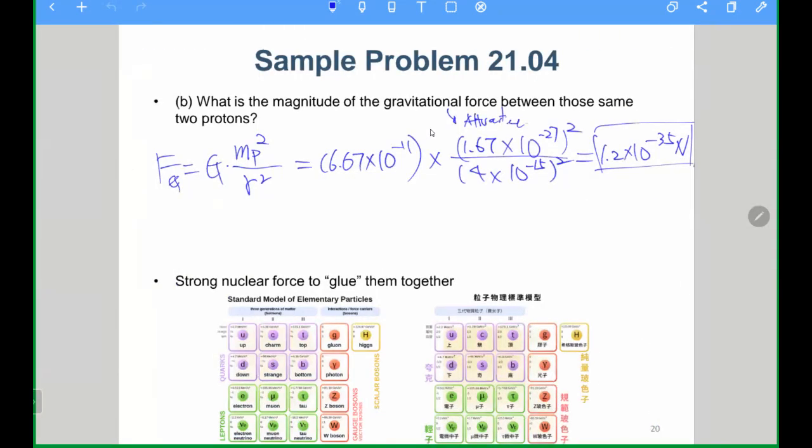Actually in the universe there are 4 types of forces. One is electromagnetic force, and basically in this semester you will learn about the electrostatic force, 电磁力.